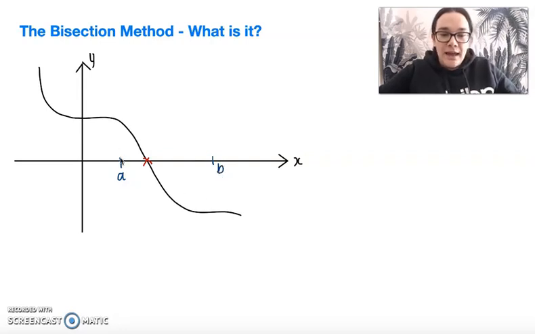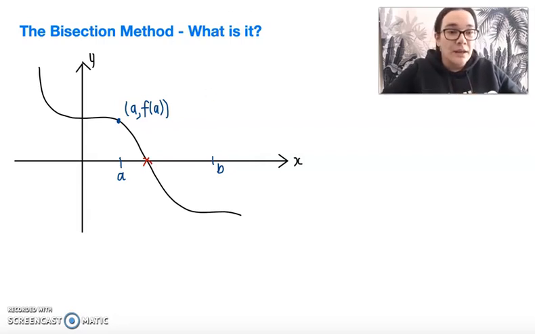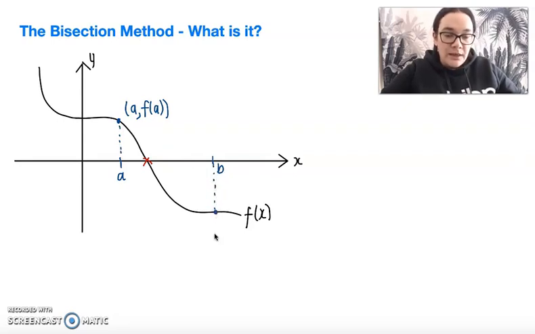Now, at x equals a, on the curve we have a coordinate which we call a and f of a, and f of a just means we've replaced x with a and we've worked out what the y coordinate is going to be. And actually, let me just label the curve as f of x. Okay, here at b, so let me just put some dashed lines here. Here at b, this would be the point b and f of b on our curve.